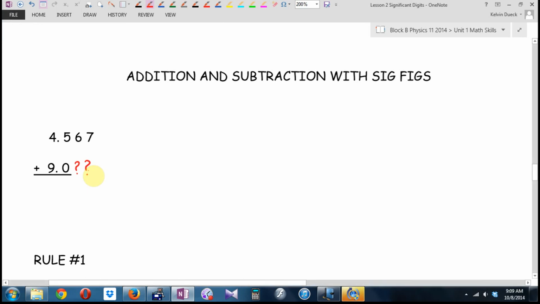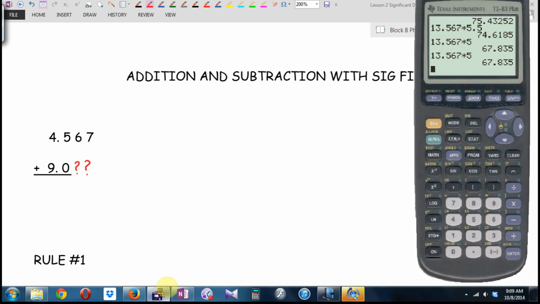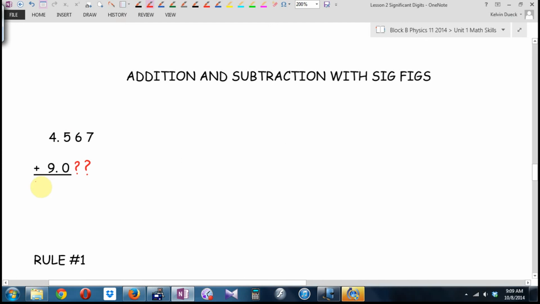Go to your calculator and type this in. Remember, we never round off before we go to our calculator. 4.567 plus 9. 0.0 isn't going to change the answer, but you can type the 0.0. Okay? So I get 13.567. I'm going to write that down underneath, keeping my decimal point lined up. 13.567.